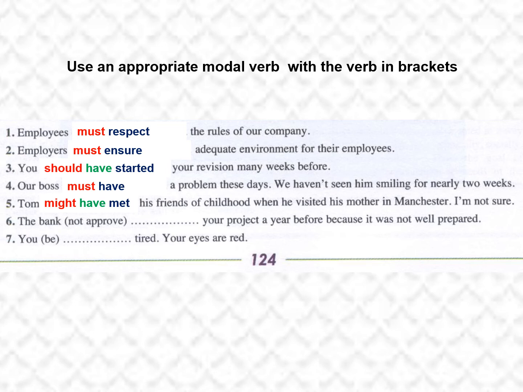Number 6. The bank did not approve your project a year before, so that's past, because it was not well prepared. It's impossible for the bank to approve your project if it's not well prepared. So impossibility in the past. Can't. Good. The bank can't have approved your project a year before because it was not well prepared.